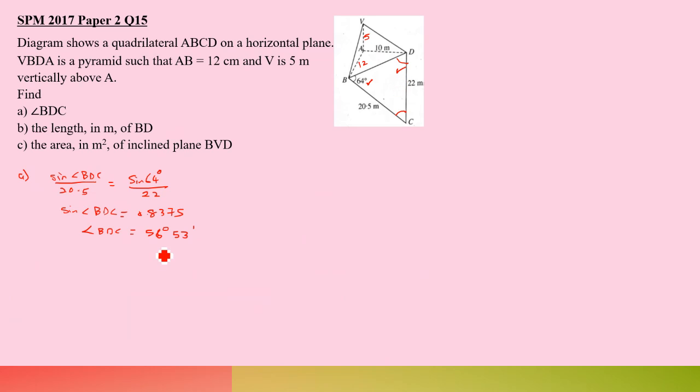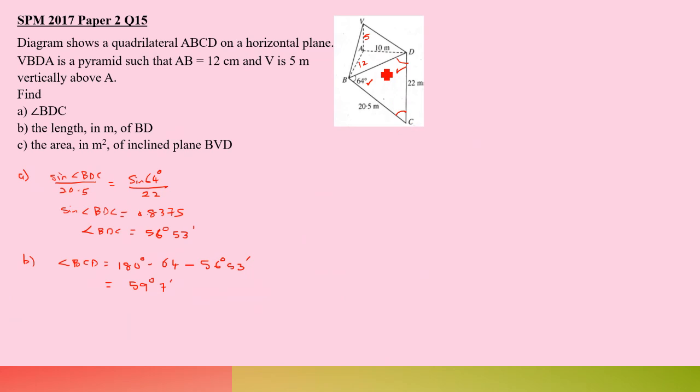So for part B, to find the angle BCD, it will be 180 degrees minus 64 minus this one, 56 degrees 53 minutes. So from here use your calculator. What you have is 59 degrees and 7 minutes. So we already have the angle here. Now we can calculate BD using the sine rule again because it's the opposite.